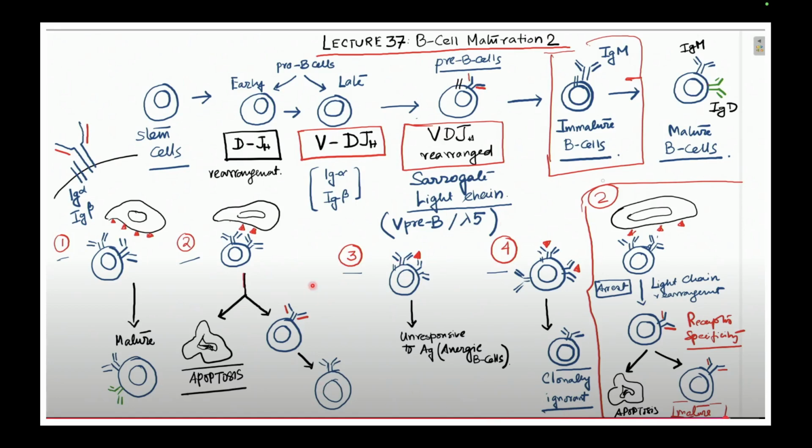So these are the tests a B cell has to pass in order to go to the circulation as a mature B cell to fight the foreign pathogen and work for immunity.